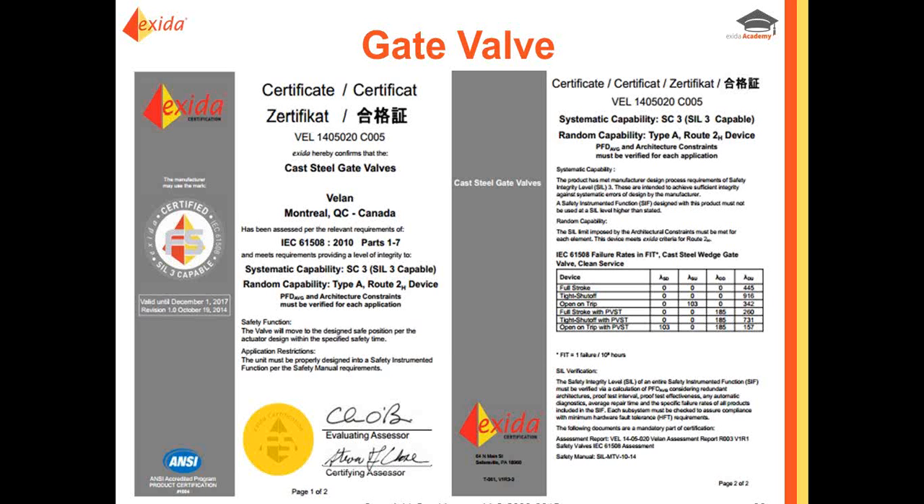And on the back of the certificate, you can see that it was broken up into multiple applications. You have a full stroke, a tight shut off, and open on trip application, and the same, all three of those, with partial valve stroke test considered. So you can get failure rates for any way you decide to use this product. At the bottom, it also has the assessment report listed and the safety manual listed.